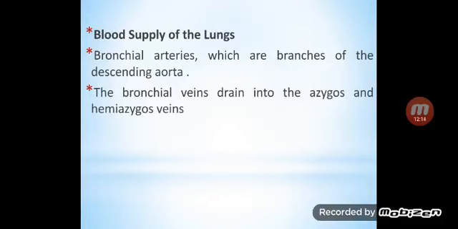The blood supply of the lung is through the bronchial arteries, and you remember that the bronchial arteries arise from the descending thoracic aorta. And what about the venous drainage? The bronchial veins will drain to the azygos and hemiazygos veins. And don't forget that we have two pulmonary veins in the right lung and two in the left lung, four pulmonary veins, right? They carry the oxygenated blood from the lung, leaving the lung root and entering the left atrium.